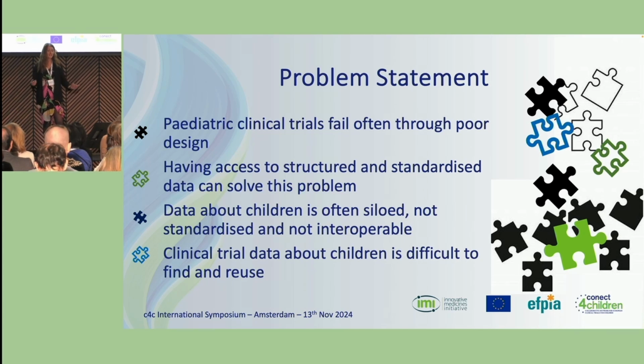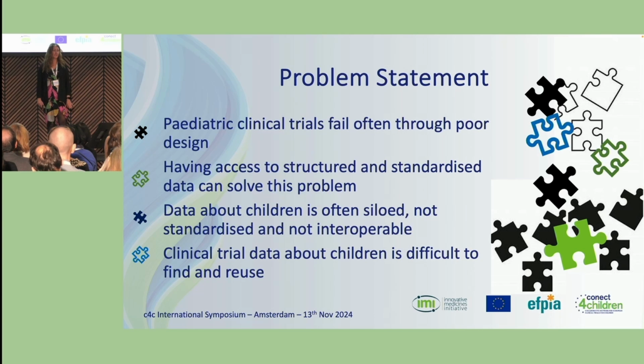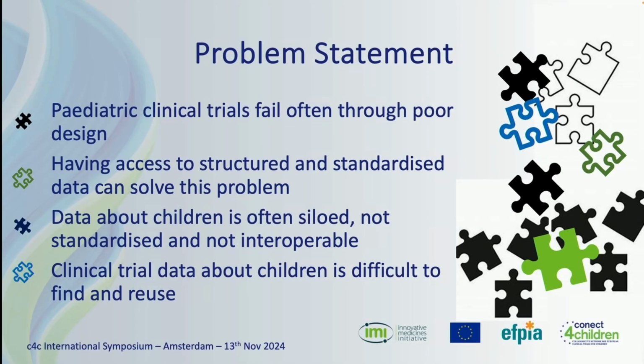If we did have access to interoperable data about these clinical trials, we could design better trials by learning from past mistakes. And we also need to understand that data about children has certain specificities that don't apply to adults. Children grow, children go through puberty, adults have already gone through puberty. All of these things have an impact on the data. Simple barriers such as search functionality can help us to find precious paediatric data.